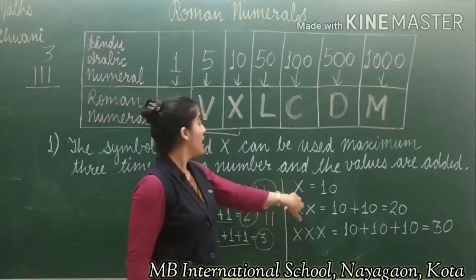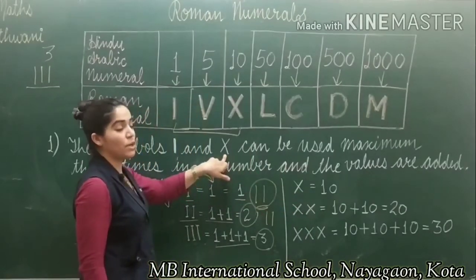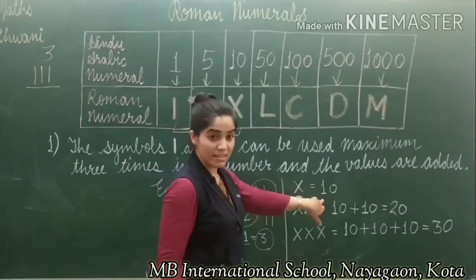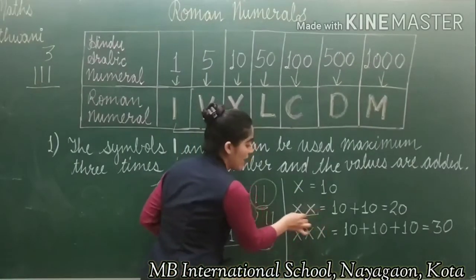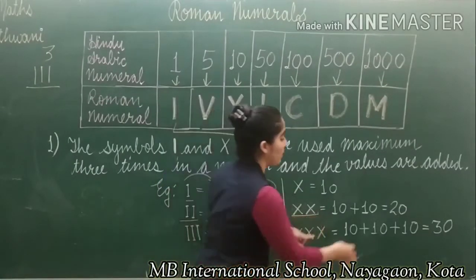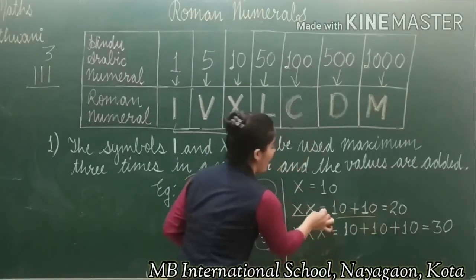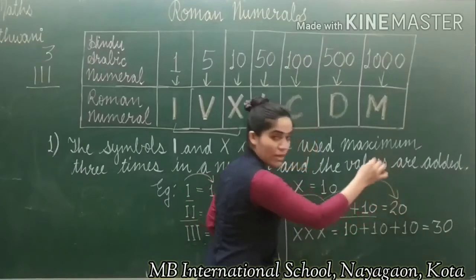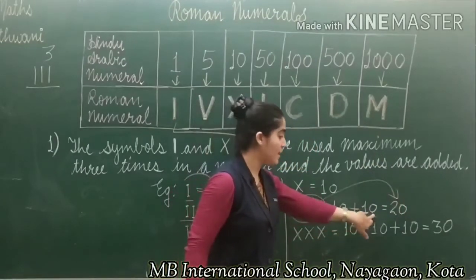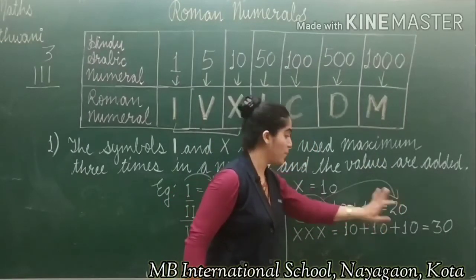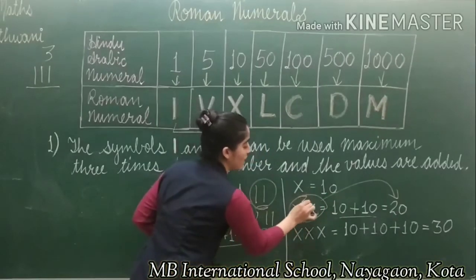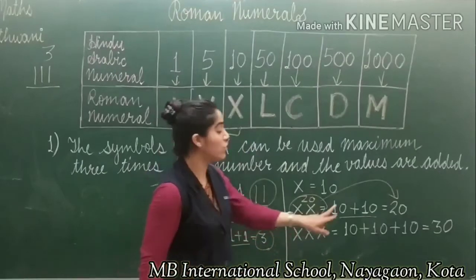Next, the X. Here also X can be used a maximum of 3 times. The value of X is 10. When I write X 2 times, the value of 2 X will be 10 plus 10, which is 20. So the value of double X is 20, because I have added 10 two times.